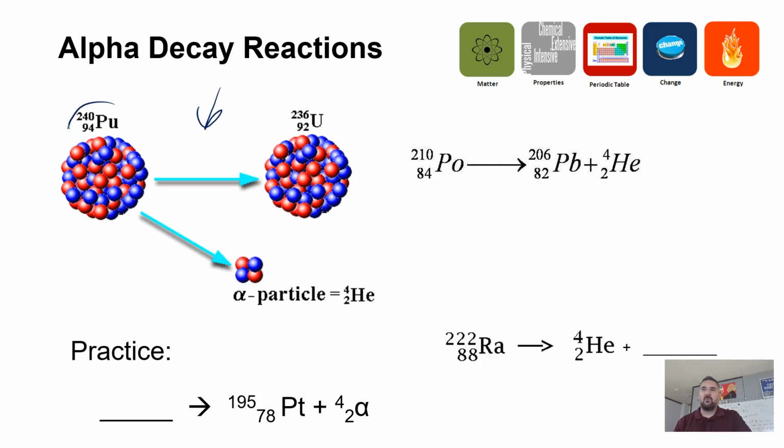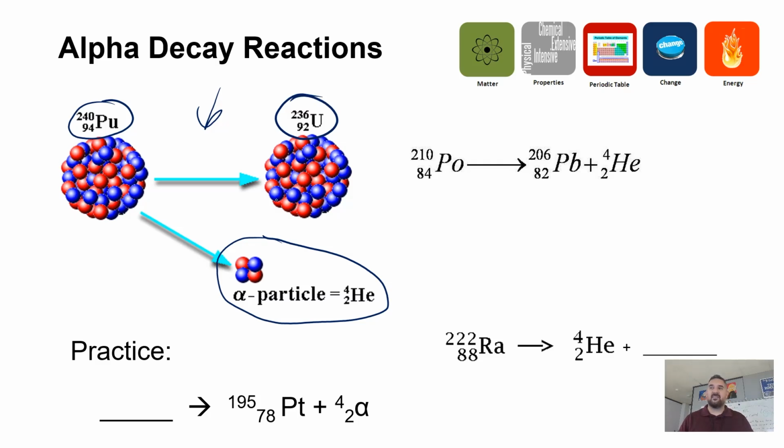So we got some plutonium, plutonium-240, and it's about to undergo alpha decay, which basically means it's going to lose an alpha particle, which means it's about to lose the mass of a helium. It's going to lose 2 protons, 2 neutrons, and it's going to become uranium-236. What this looks like in a mathematical form, in a mathematical equation, is like this.